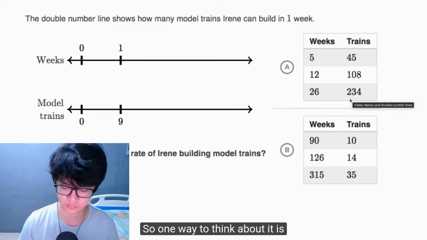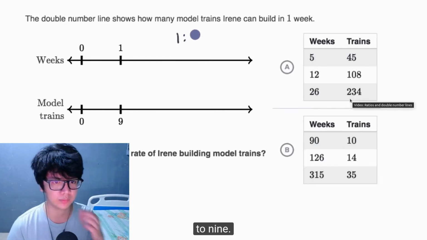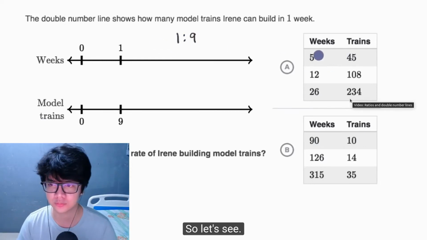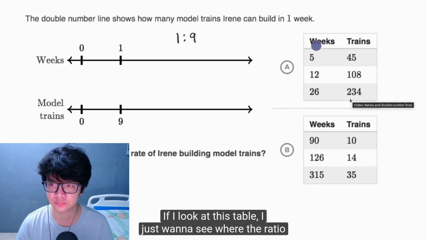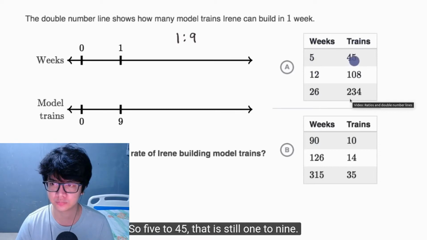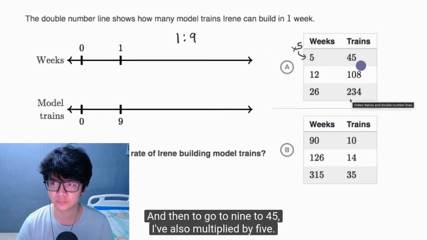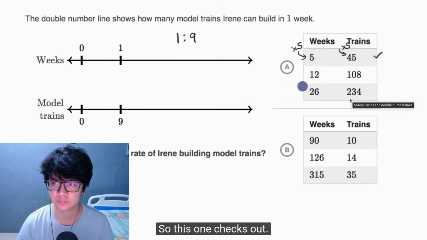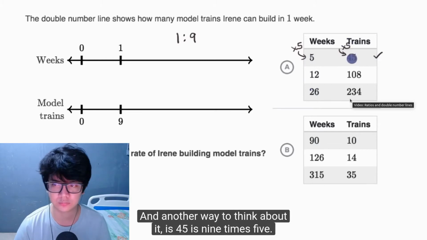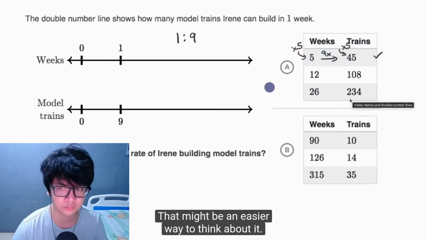So one way to think about it is the ratio of weeks to trains would be 1 to 9. So let's see. If I look at this table, I just want to see where the ratio between weeks to trains stays at 1 to 9. So 5 to 45, that is still 1 to 9. To go from 1 to 5, I've multiplied by 5. And then to go to 9 to 45, I've also multiplied by 5. So this one checks out. Another way to think about it is 45 is 9 times 5. So 9 times. And that might be an easier way to think about it.